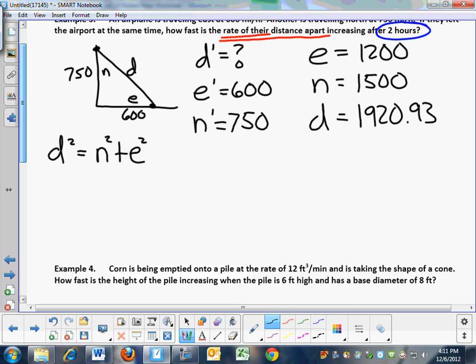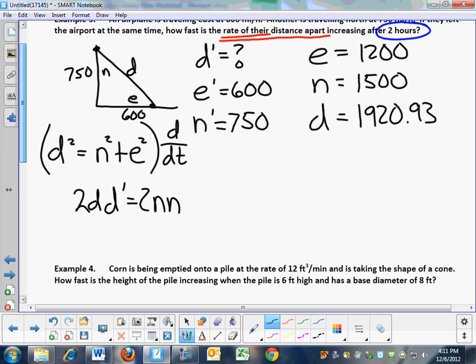Well, if we're trying to solve for d prime, if I take the derivative of this equation with respect to t, I should arrive at a d prime. The derivative of d squared will be 2d d prime equals 2n n prime plus 2e e prime.